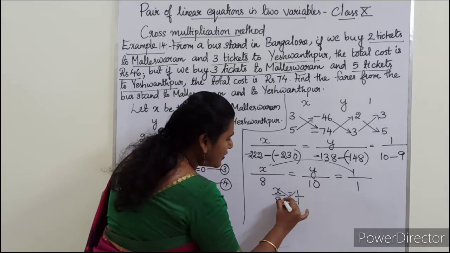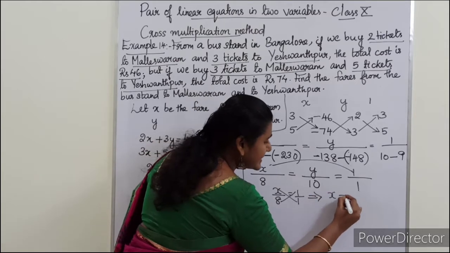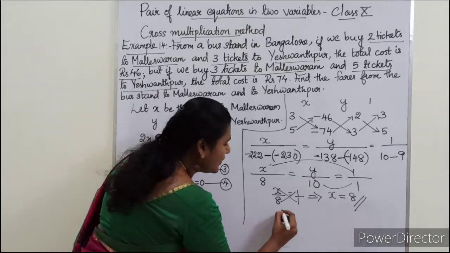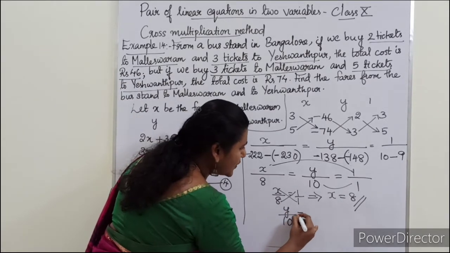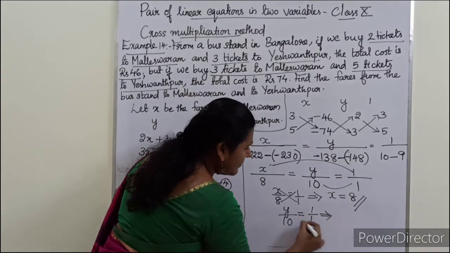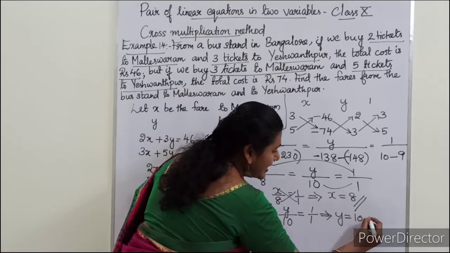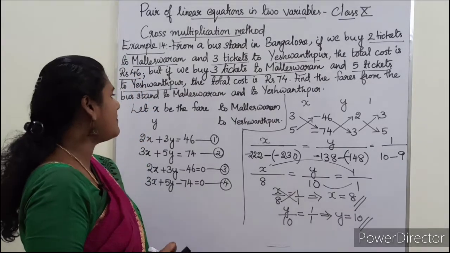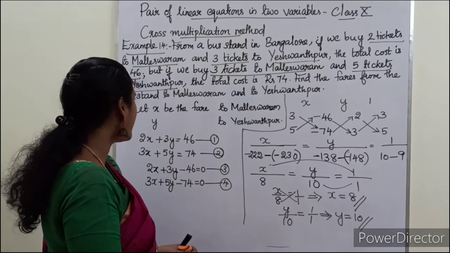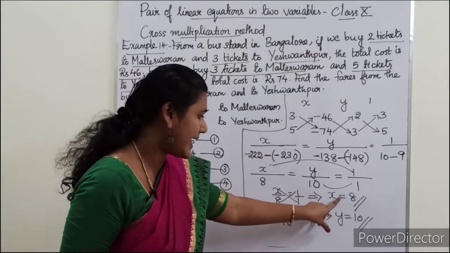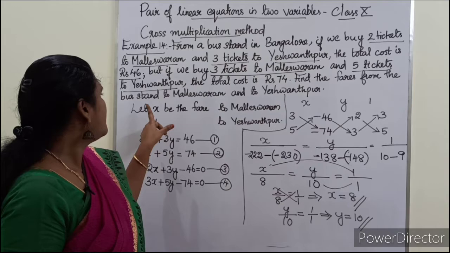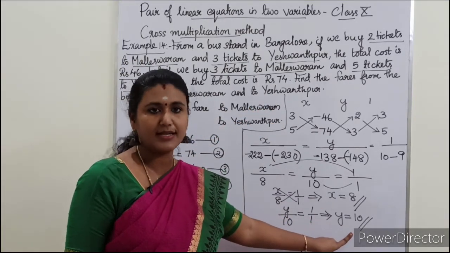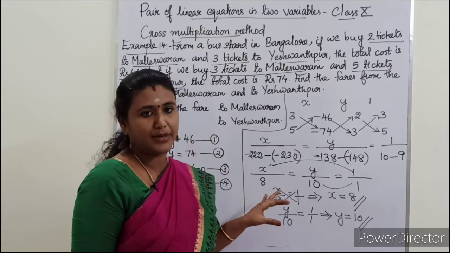by 1. When you cross multiply, you will get x is equal to 8. Similarly, we will take the second and the third ratio, that is y by 10 is equal to 1 by 1. When you cross multiply, you will get y is equal to 10. So we got the value of x and y. So x is the fare from bus stand to Malleshwaram. So the fare from the bus stand to Malleshwaram is rupees 8 and the fare from bus stand to Yeshwanthpur is rupees 10. So this is how you have to find the solution using cross multiplication method.